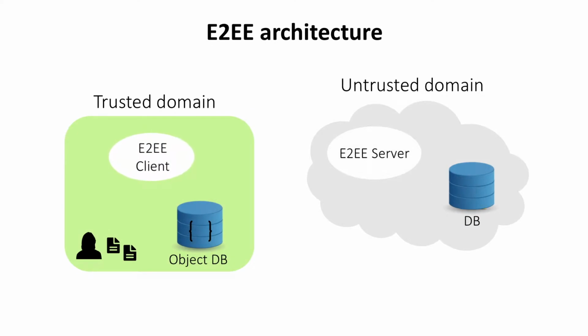The E2EE client is installed locally on the user's computer, together with an object database. It is responsible for three things. It generates and manages encryption keys, locally encrypts users' data, and sends it to the remote server, which then stores it in its own database. It retrieves protected data from the untrusted domain, decrypts it, and stores it in the local storage.